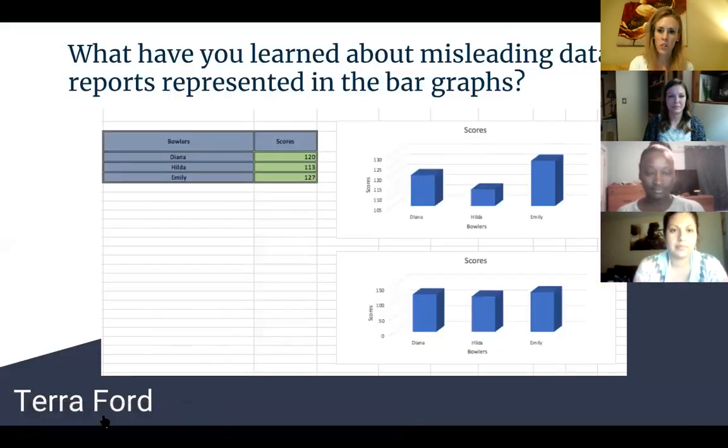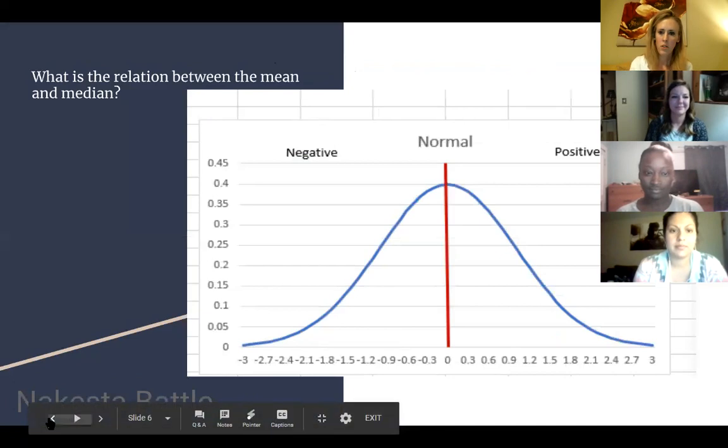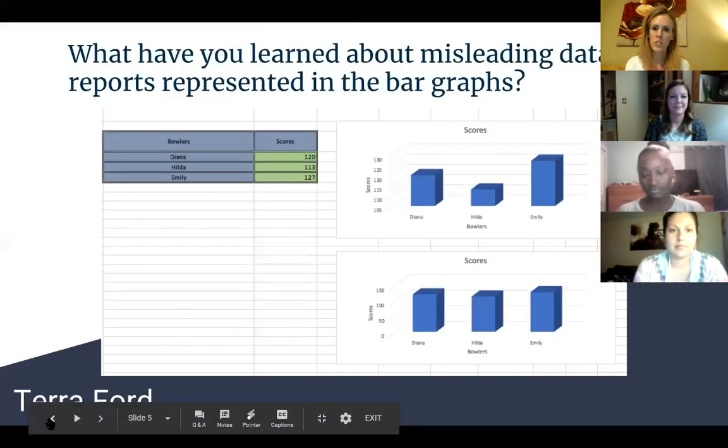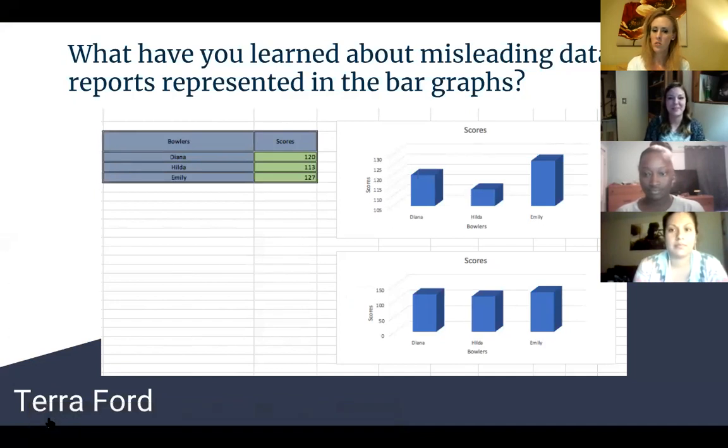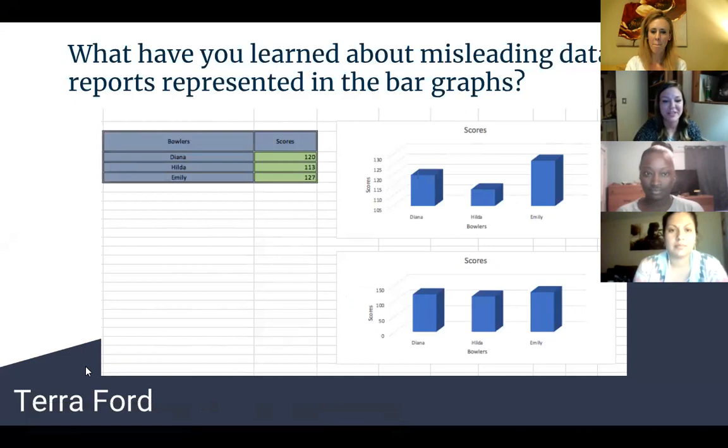Terra, what have you learned about this data that reports represented in the bar graphs? Well, I have learned that charts can be very misleading depending on the set point of the y-axis. Many charts shown on the news or other informational sites could be misleading towards a certain bias.